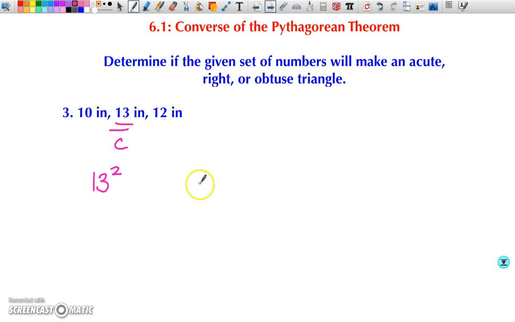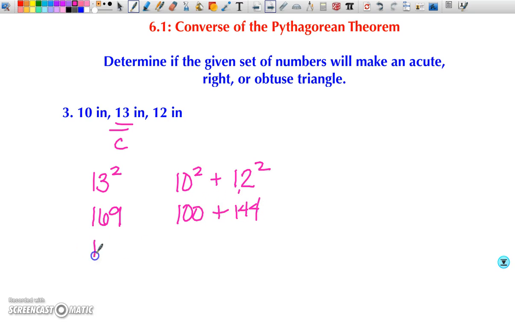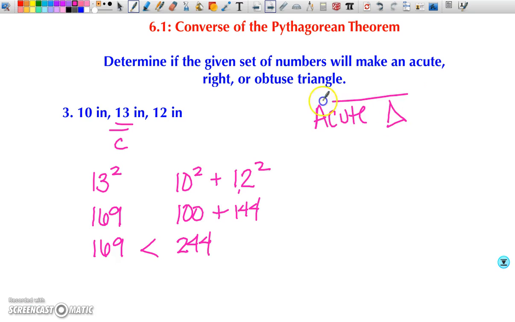c squared and then a squared plus b squared. 13 squared is 169, 10 squared is 100, and then plus 144. 169 in comparison to adding those two together, which is 244. Well, in this case, 169 is less than, and because it's less than, this is an acute triangle.